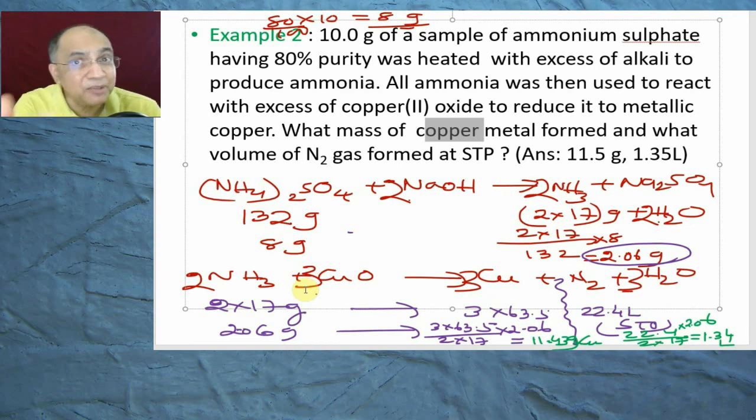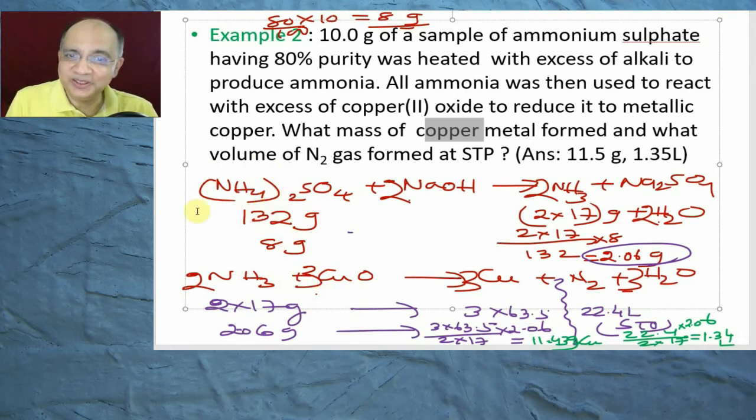Right? So unlike the previous question, for which we started from the second one, here the mass of the first reaction is given, the reactant of the first reaction is given. So we have to first tackle the first equation.